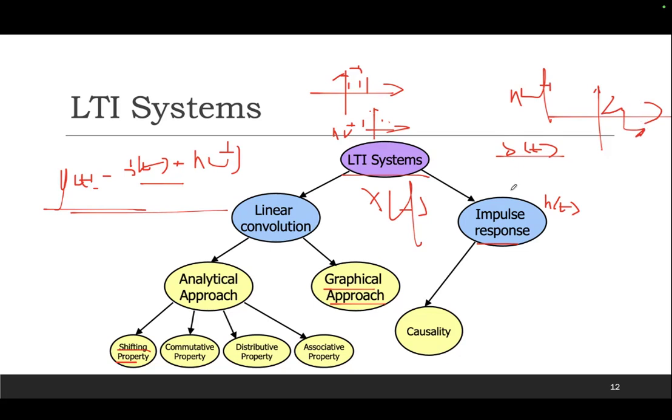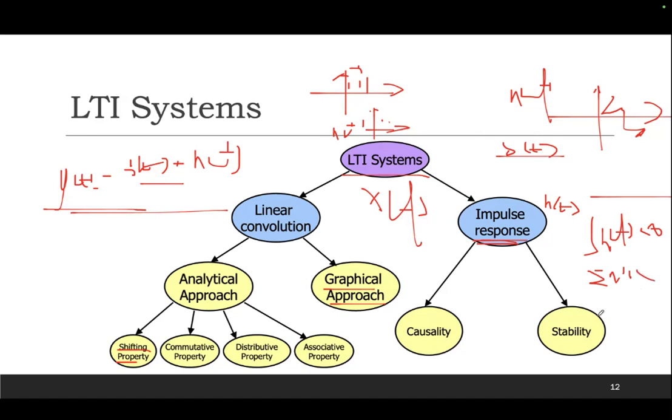Also you can tell if this LTI system is stable or not stable just based on the impulse response. If the integral of your impulse response is smaller than infinity, then it will be stable. Otherwise, it will not be stable. And also the summation of h[n], if it is smaller than infinity, it will be stable. Do you remember? You can review that.